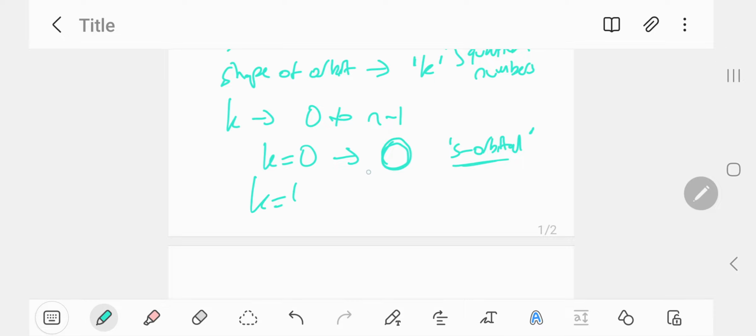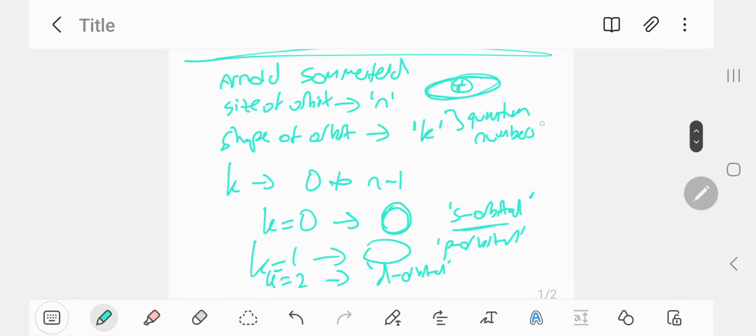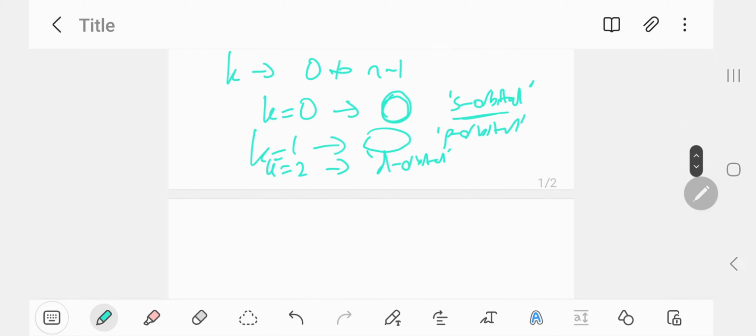k equals 1, the orbit becomes slightly elongated. That's called a p orbital. k equals 2, you get a more complex orbital, which I'm not going to draw. It's called a d orbital, and so on and so forth. So you get these different shapes. And the higher the value of k, the more intricate and complex the orbit becomes.